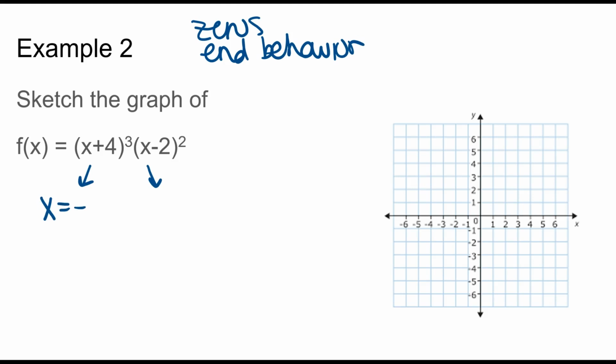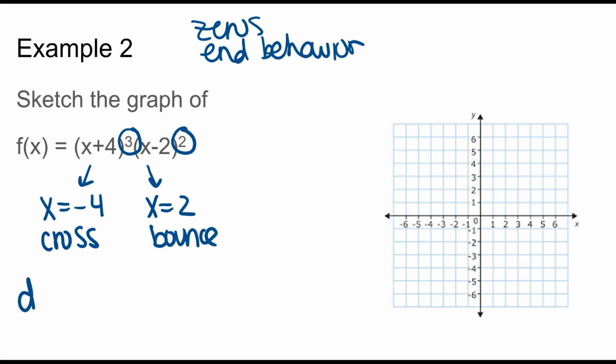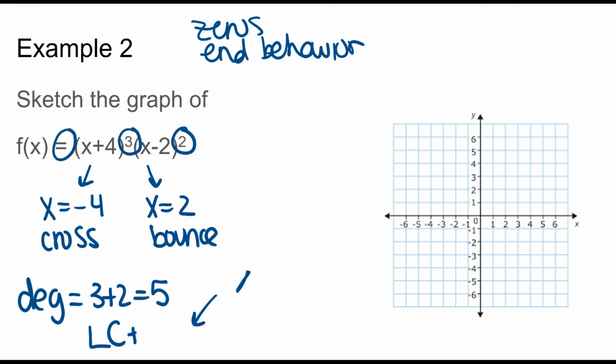We've got x equals -4 and x equals 2. The multiplicity here is odd, so it's going to cross. The multiplicity here is even, so it's going to bounce. And the degree of this function is 3 plus 2, so it's 5. It's odd, and the leading coefficient is positive. So we know that it's going to look like this.